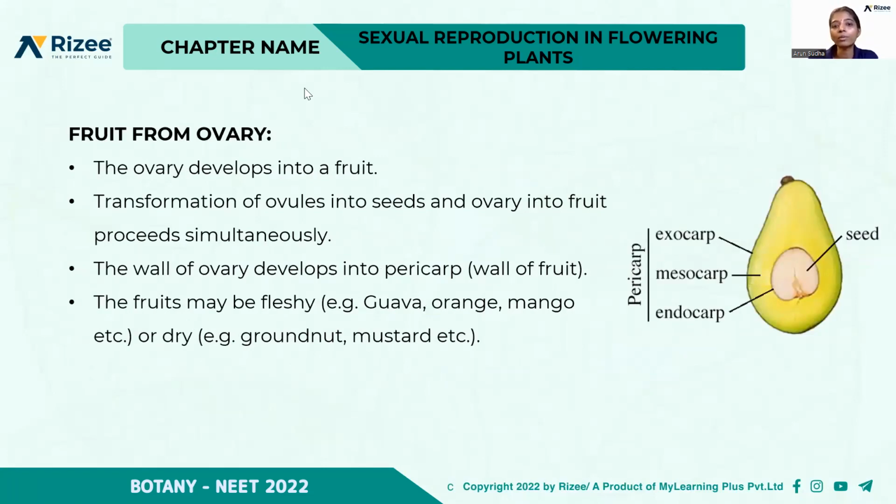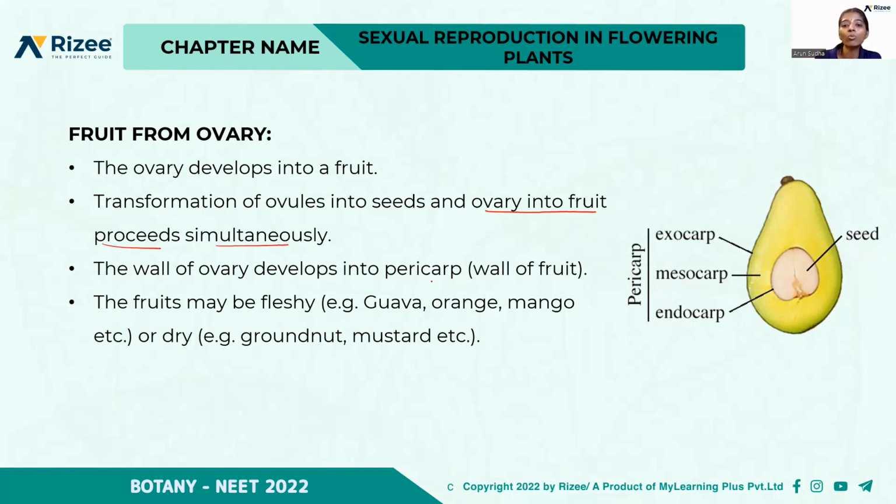So what is a fruit? The ovary, we know, is the pre-fertilization structure, right? The ovule is present in the ovary. So the ovary develops into a fruit, and the transformation of the ovules into seeds and the ovary into fruit proceeds simultaneously. Both of them are occurring simultaneously, right?